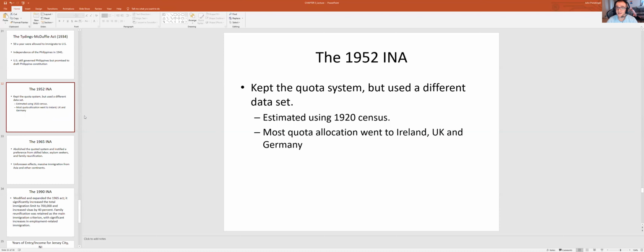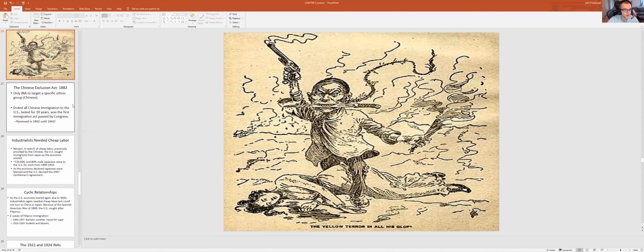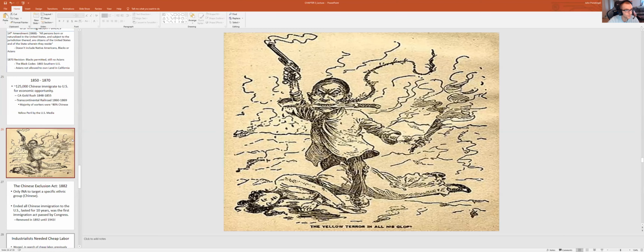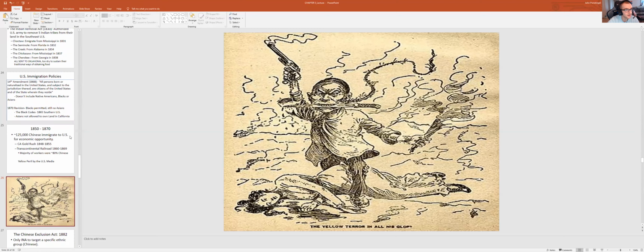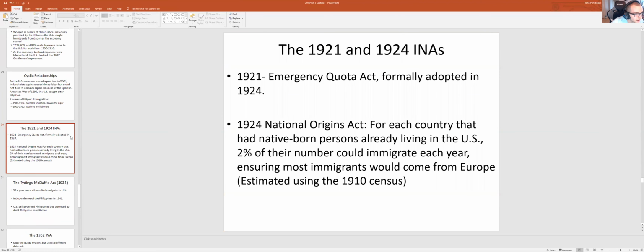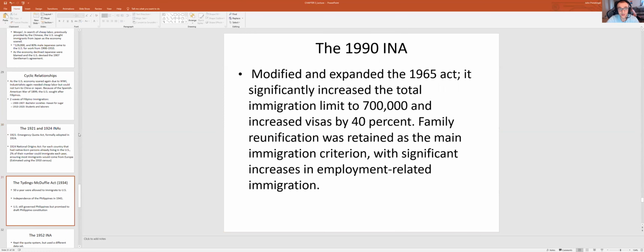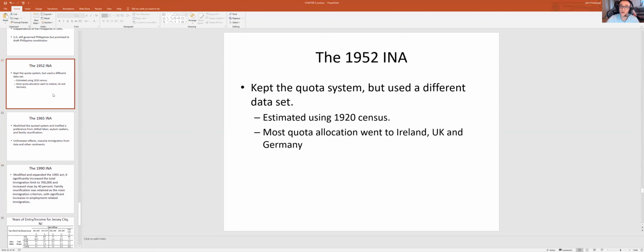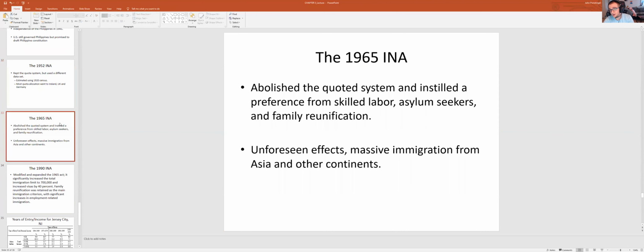So instead of the 1910 census as before, right? Estimating using the 1910 census, right? So they said, okay, 30 years later, we'll use a 20-year-old data set. So most of that quota allocation went to Ireland, the UK, and Germany, right, as we were saying before. So really nothing changed. But here is when we see a major change in the ethnic composition of the US.